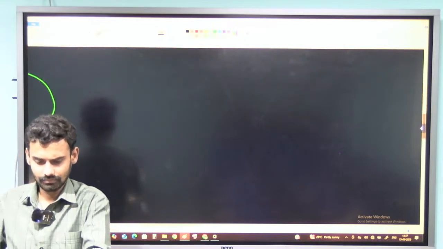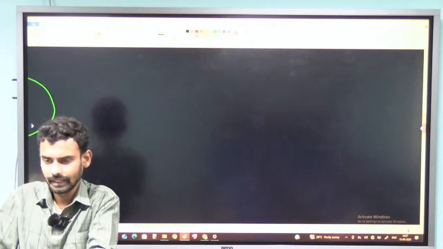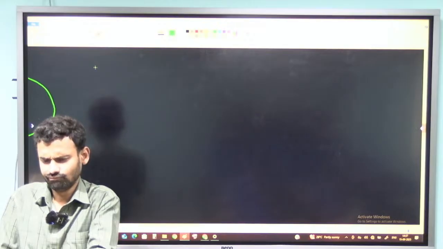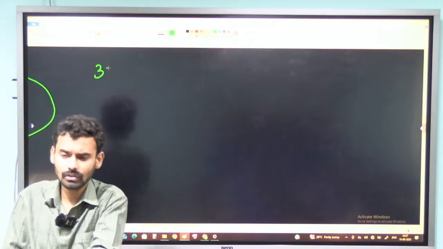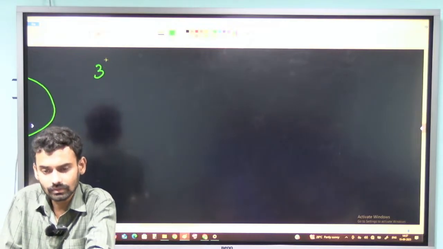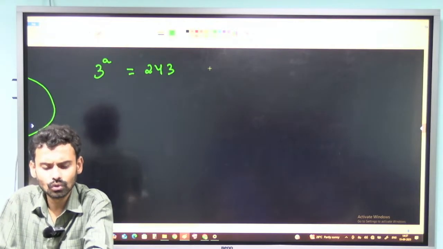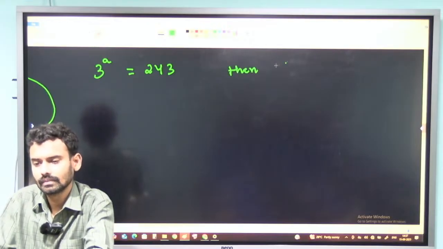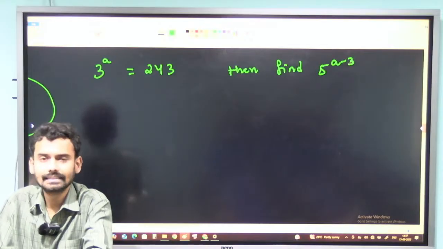Next question. Let's take this question. Suppose we have 3 to the power of a is equal to 243. Then find 5 to the power of a minus 3.